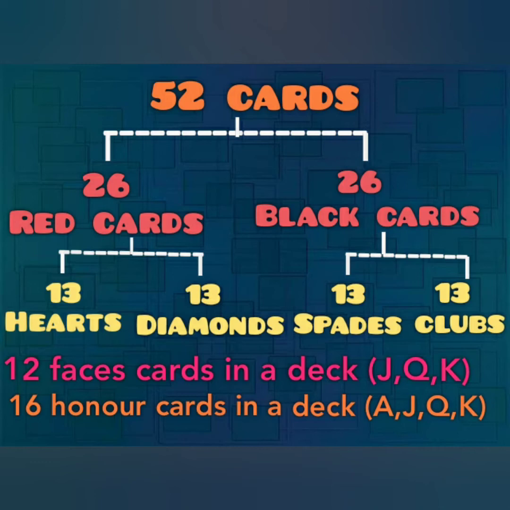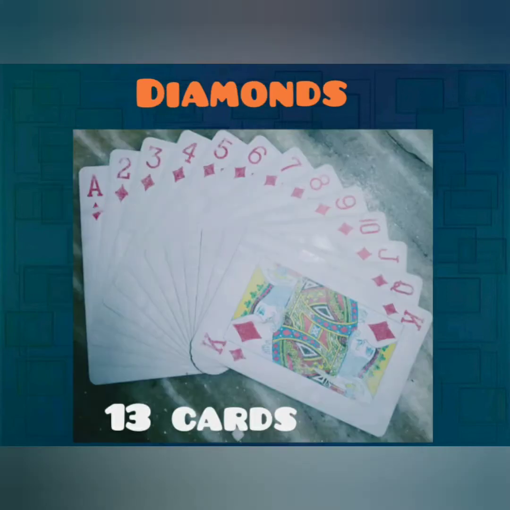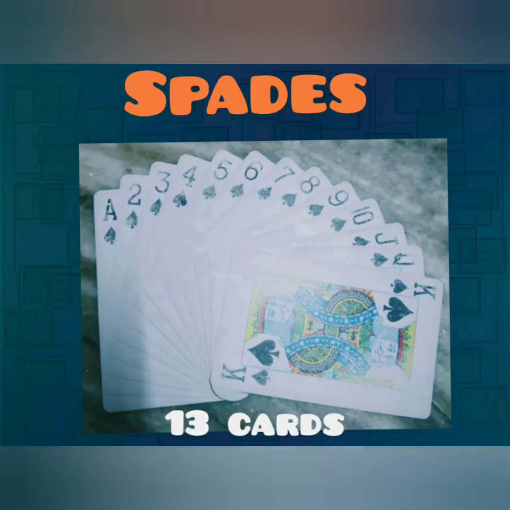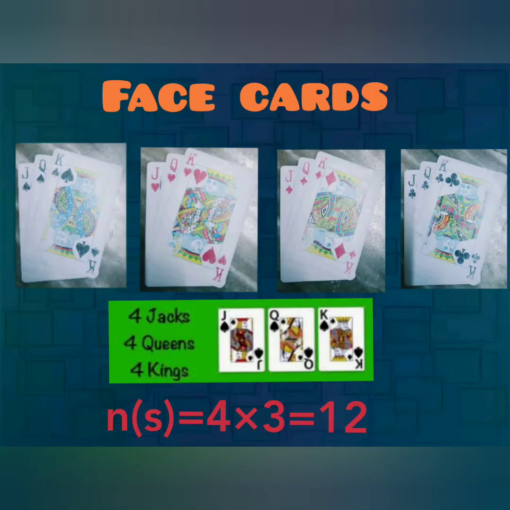Below 26 red cards we have two categories. First one is 13 hearts and then 13 diamonds. Under the black cards we have 13 spades and 13 clubs. So totally 52 cards. Next, face cards.